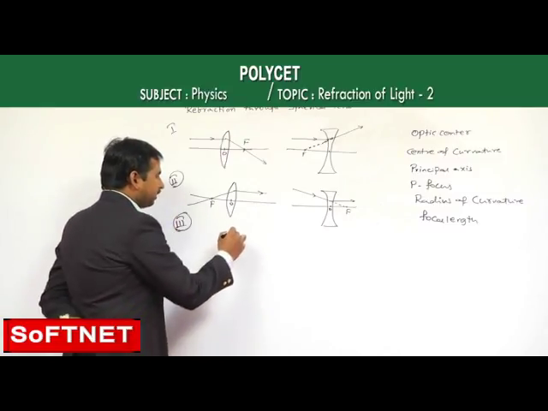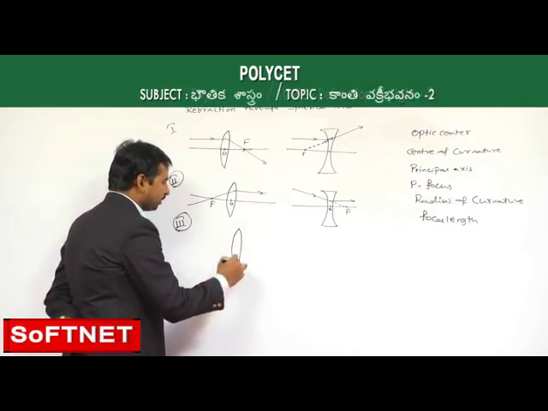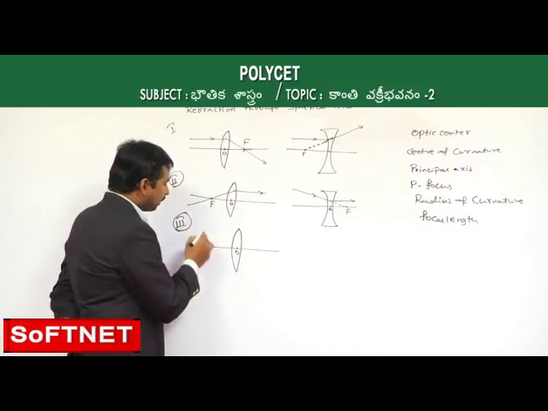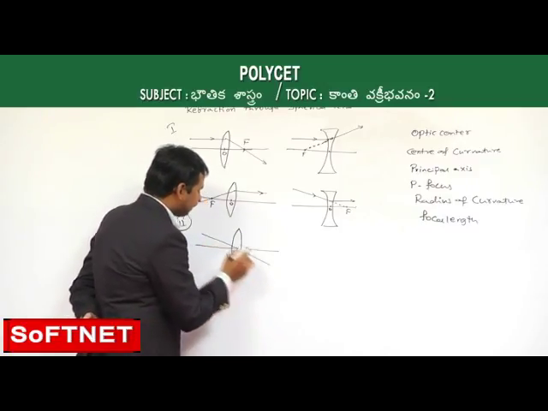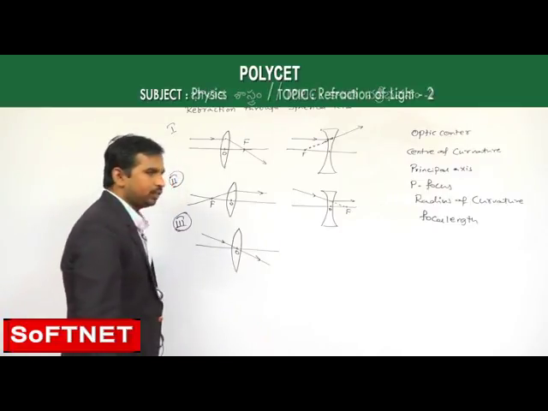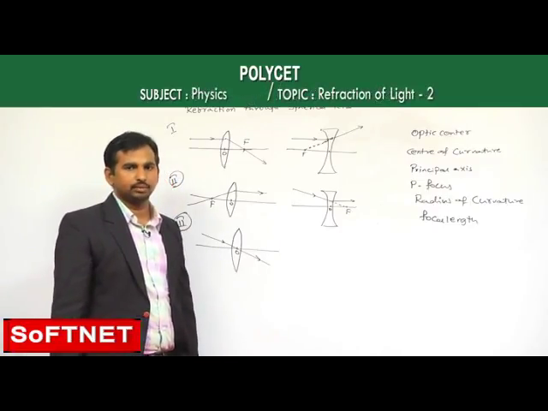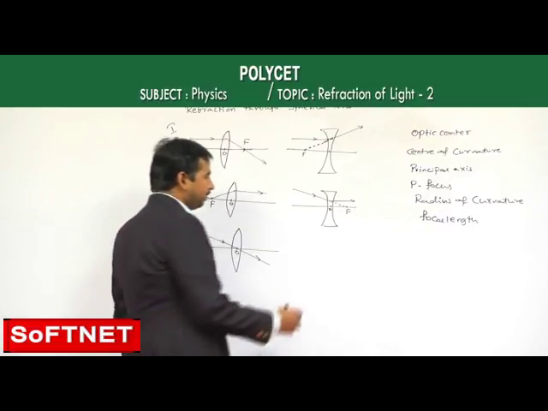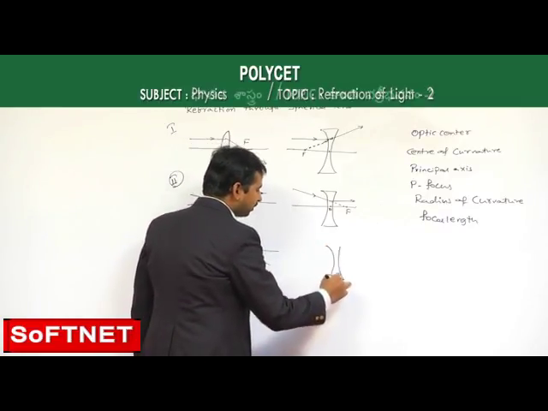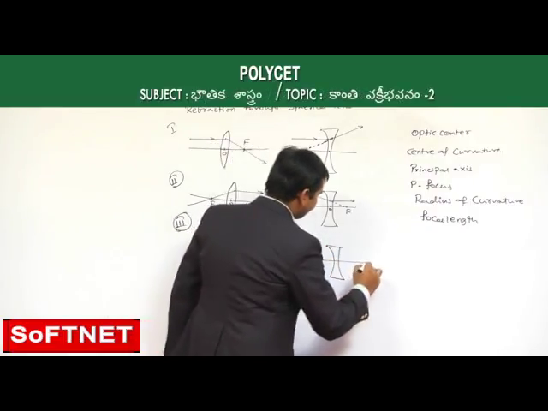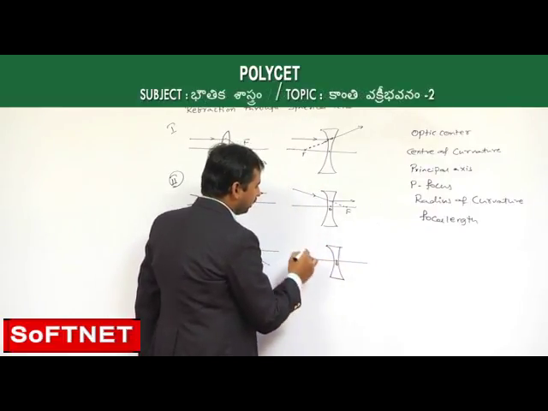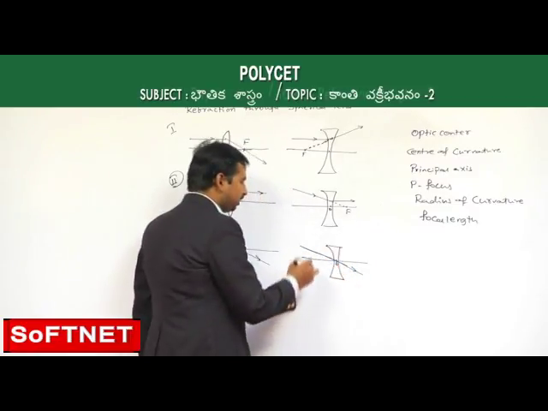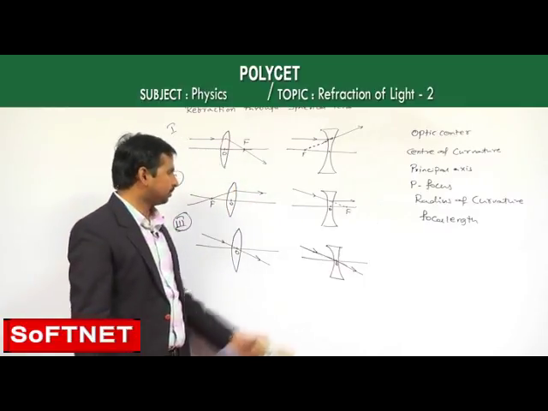Now here the light ray which is passing through the optic center we are taking, like this. If the light ray is passing through the optic center, it passes there without any deviation. Even for a concave lens it is the same. This is the optic center. Any light ray which is passing through that optic center passes without any change in its path. It goes straight there like this.